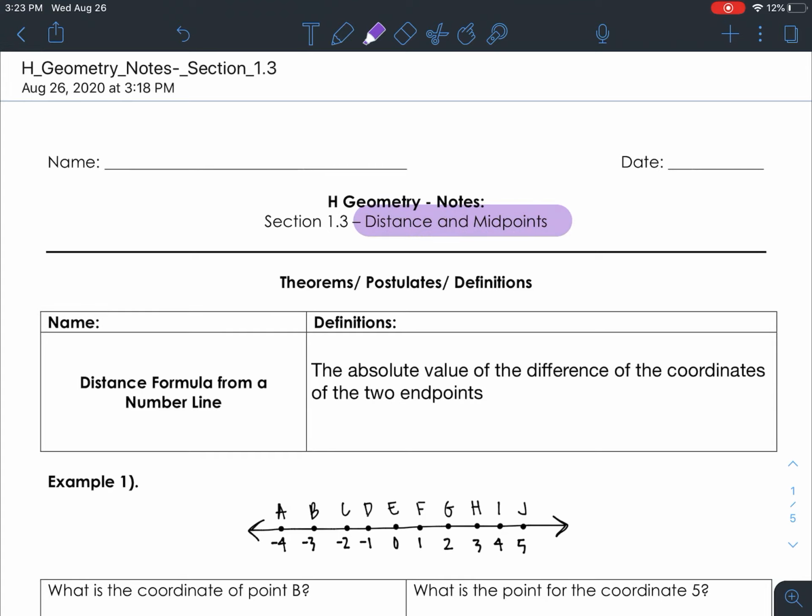So we're just going to jump right in, and today what we're talking about are distance and midpoints. We actually have quite a few formulas today, so I would suggest getting a note card or a piece of paper and writing them down so that you can reference them while you're doing your homework, so you don't have to flip back and forth, okay?